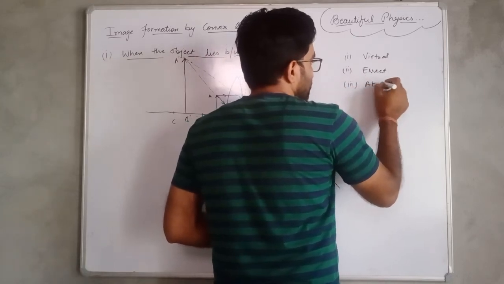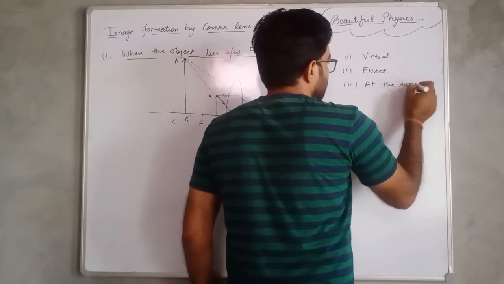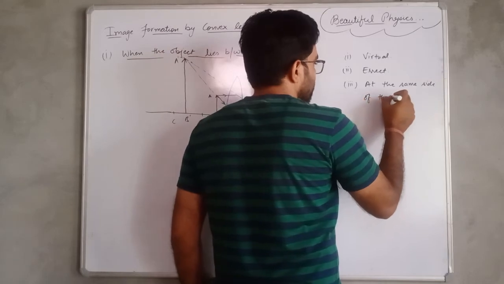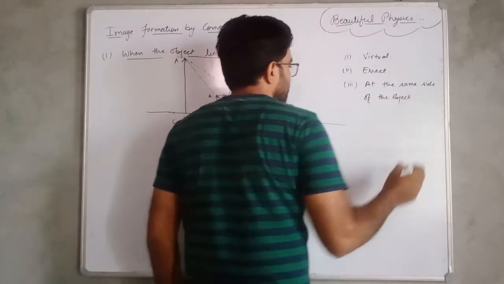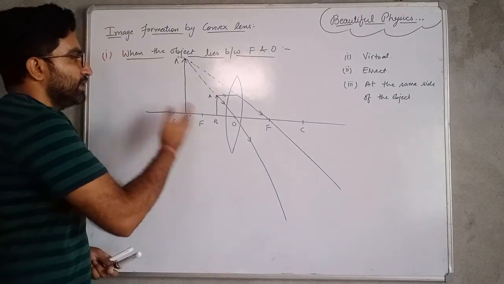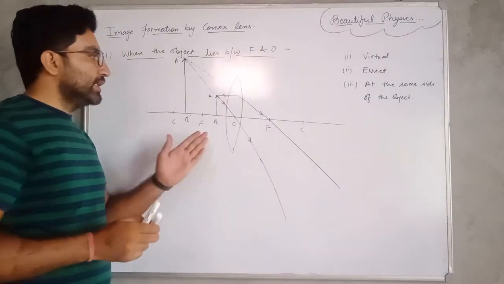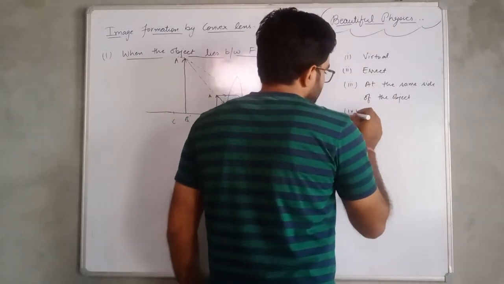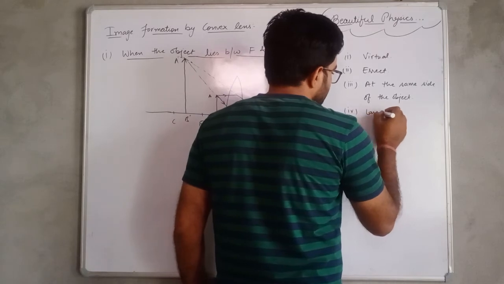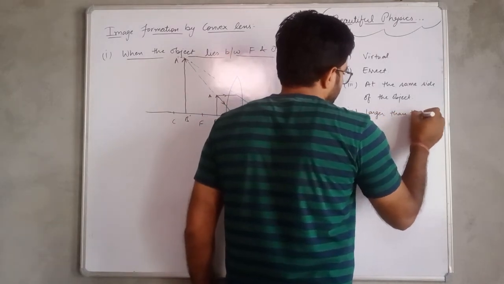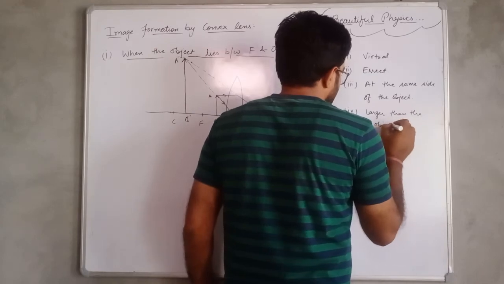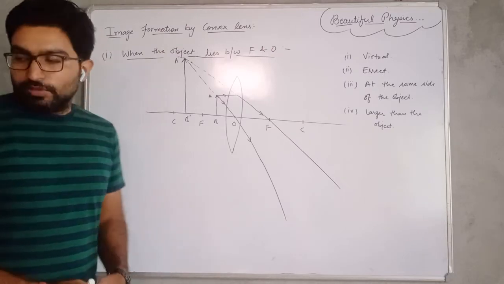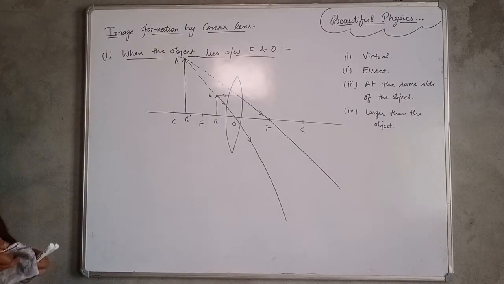Next one, the image is on the same side as the object. If it is asked what is the position of the image, at the same side of the object, and on whichever side our object is, the image is formed on that same side. And what is the size of the image? It is larger than the object. Image formed is larger than the object. So students, these are the image formation by the convex lens.